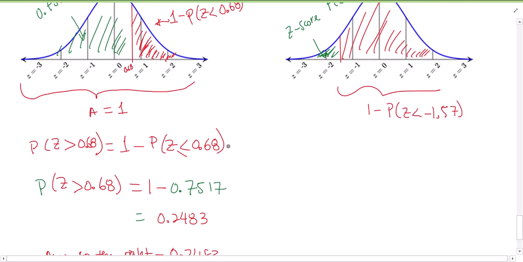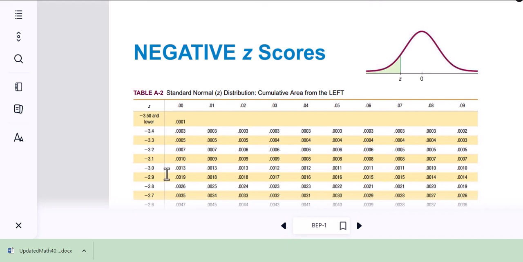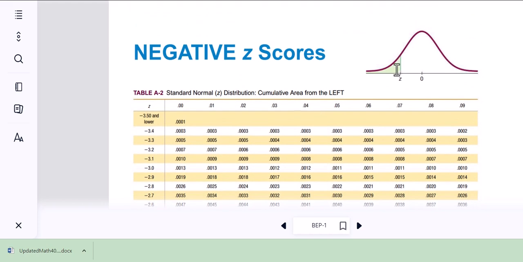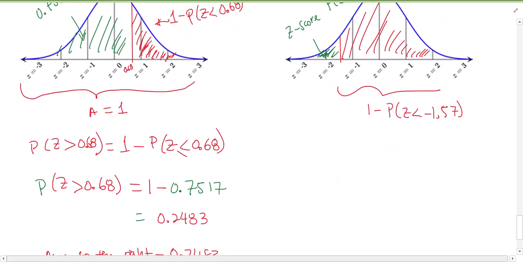And so let's go to our table and find negative 1.5 on the rows, and then 7 on the columns. So let's go to the table. I'm on positive z-scores, so I'm going to click on the back page to go to the negative z-scores, and we're looking for negative 1.5. So there it is, and then 7. So that's 0, 1, 2, 3, 4, 5, 6. So that's 0.0582. Now again, this is giving me the area to the left. So I want the area to the right, so I'm going to do 1 minus this. So 1 minus 0.0582.